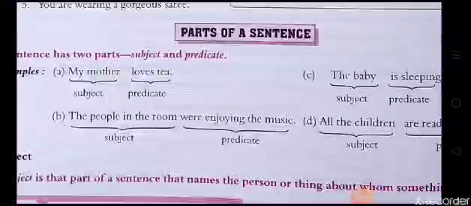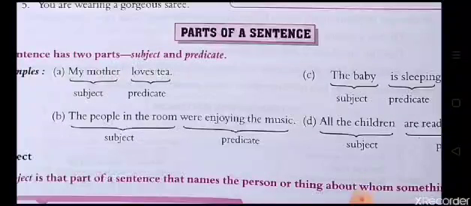Today we are going to start in your grammar book, chapter number 1, parts of a sentence. Today we are going to study the parts of the sentence. A sentence has two parts, subject and predicate.